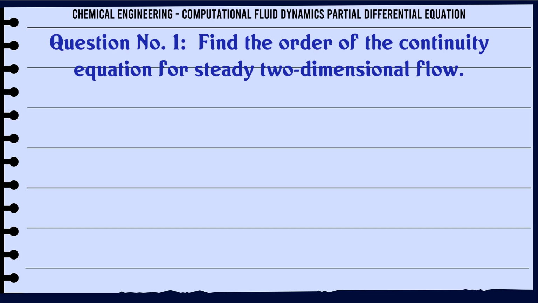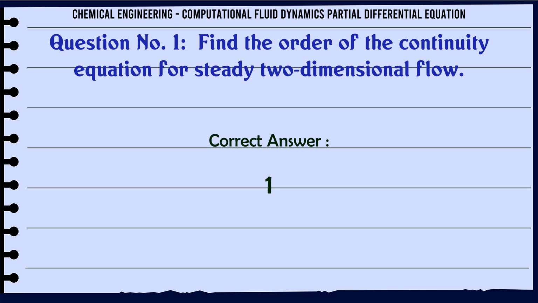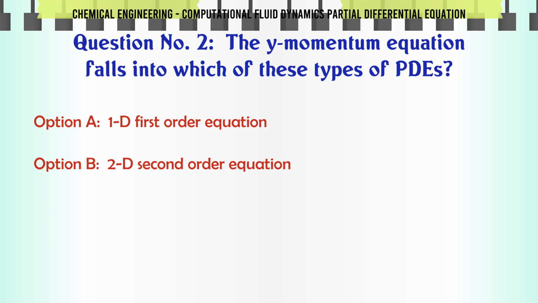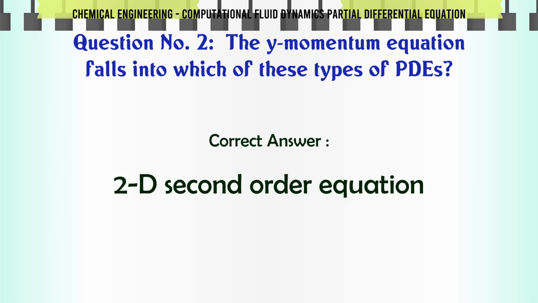Find the order of the continuity equation for steady two-dimensional flow. A. 1, B. 0, C. 2, D. 3. The correct answer is 1. The y momentum equation falls into which of these types of PDEs? A. 1D first-order equation, B. 2D second-order equation, C. 2D first-order equation, D. 1D first-order equation. The correct answer is 2D second-order equation.